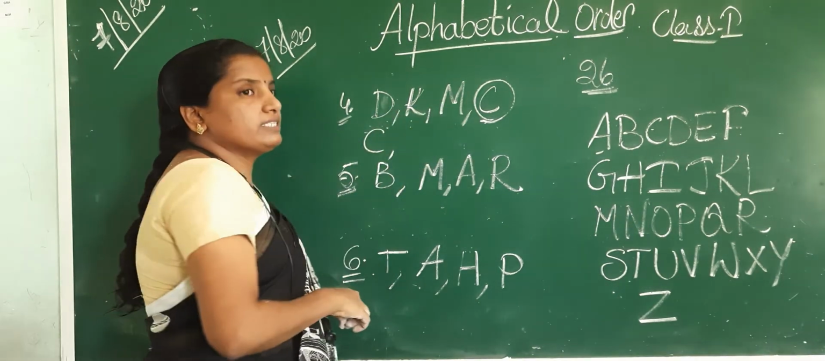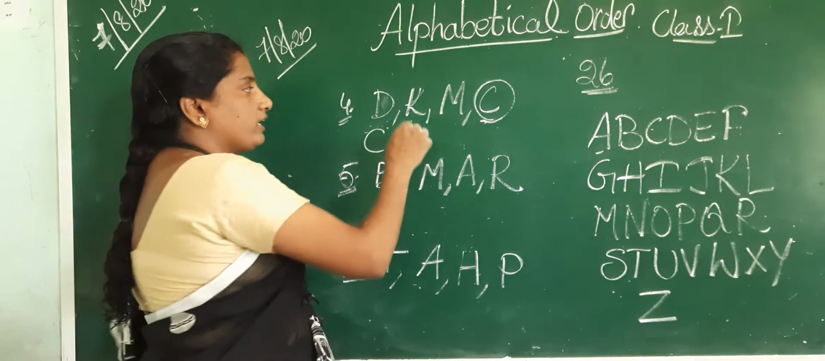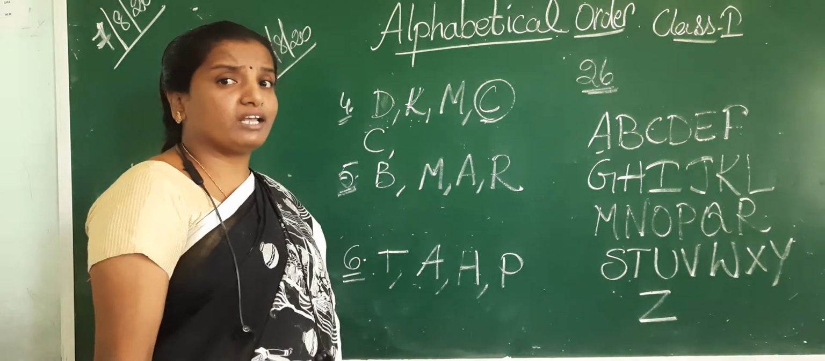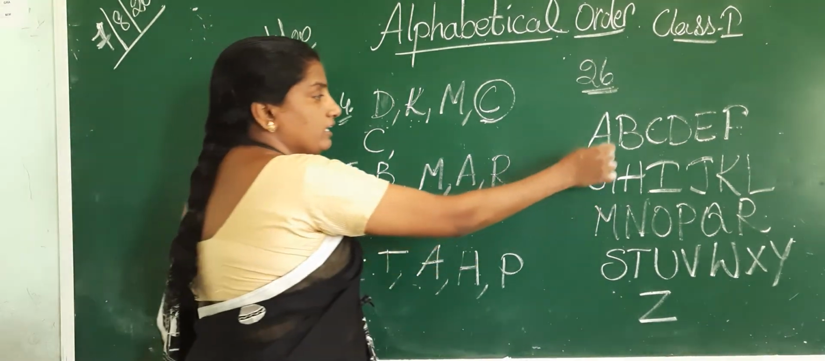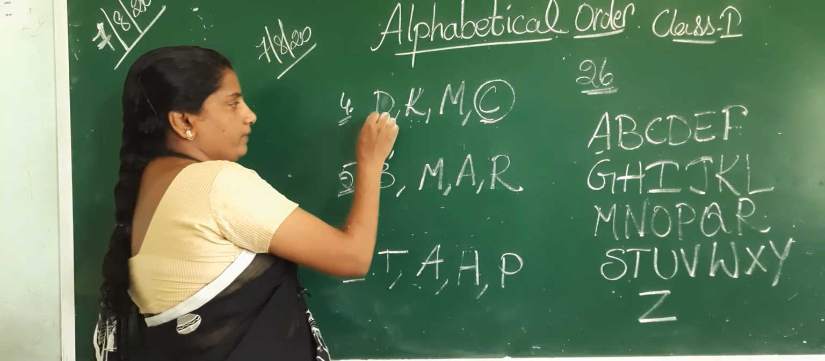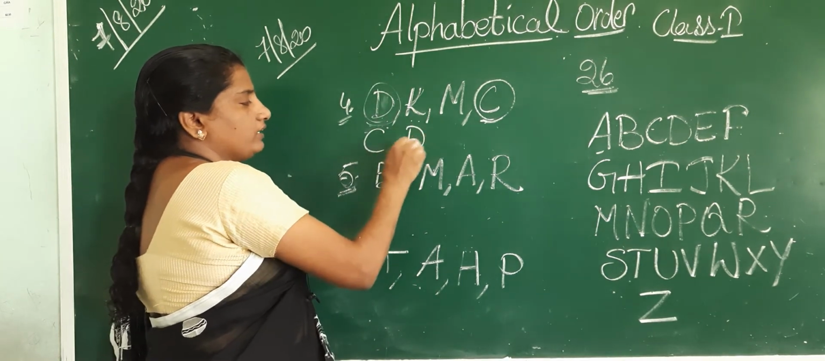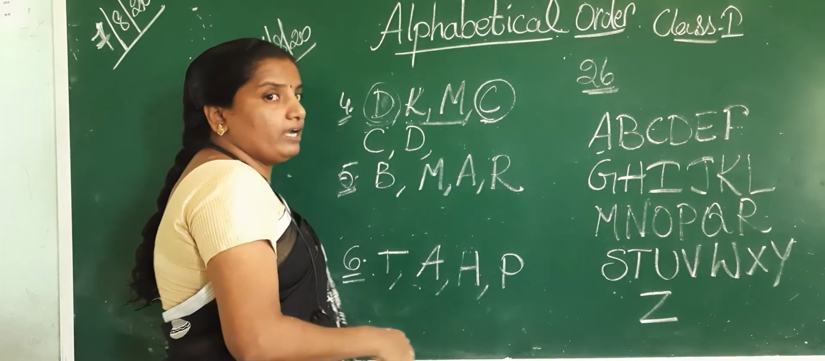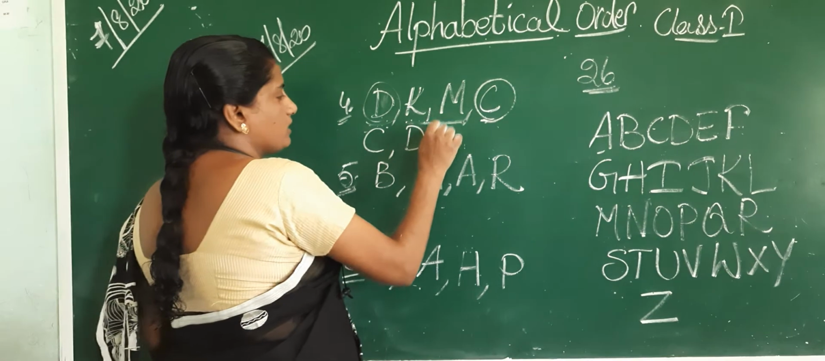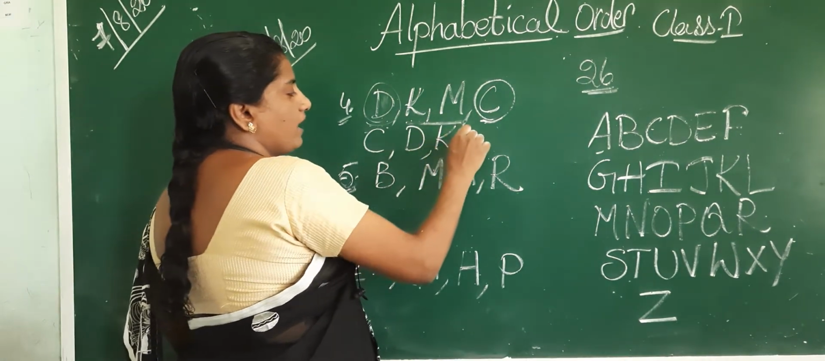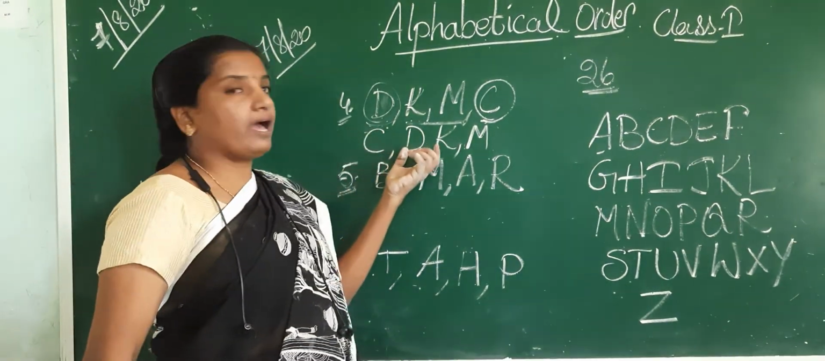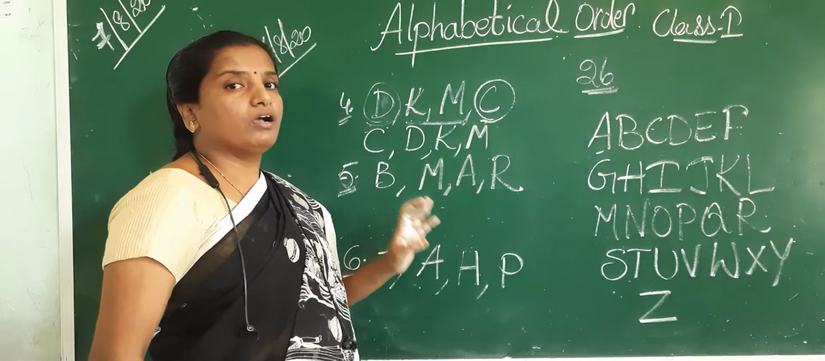Now three more letters are left. What are they? D, K, M. Which letter comes first, children? In the English alphabets given to you, which letter comes first? D. So next we have to write D. Now if you observe K and M here, we will get K, then we will get M. So we write K, next we write M. So in this way, children, the first example is written in the correct alphabetical order.